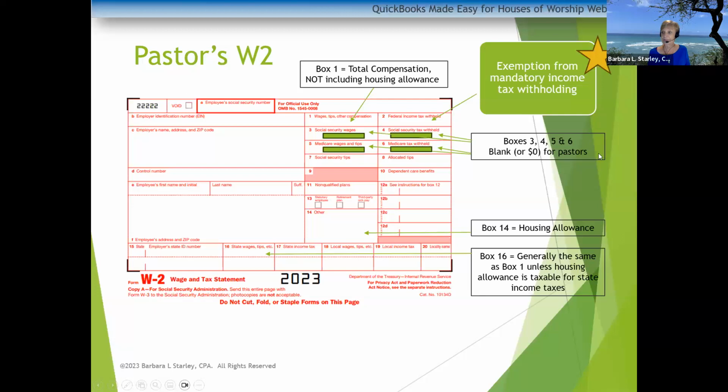Boxes 3, 4, 5, and 6: Social Security wages, Medicare wages, Social Security tax withheld, and Medicare tax withheld. Those should either be completely blank or they should be zeros.